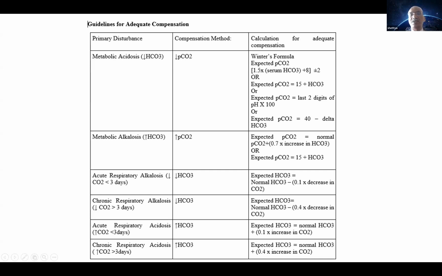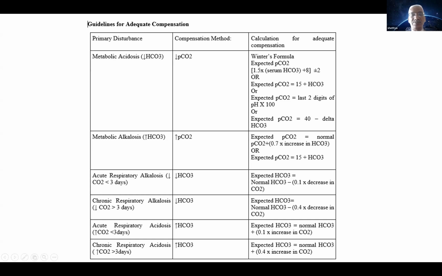So remember either Winter's formula or this. In metabolic alkalosis, the opposite thing happens. So there you have to use this equation: expected PCO2 equals normal PCO2 plus 0.7 times the increase in bicarbonate. Remember this, this is easier. Expected PCO2 is 15 plus bicarbonate. So in other words, if the bicarbonate is 25, the expected PCO2 is 25 plus 15, which is 40. That's normal.